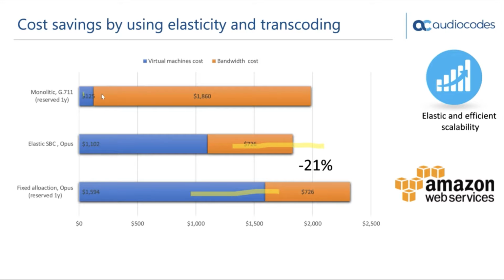But these compare with the monolithic model, where you've got G711, so significant bandwidth costs, but the costs of the infrastructure are smaller. So here you're paying quite a lot for the virtual machines, but you're saving a huge amount of money on the cost of the bandwidth essentially. So there are significant differences in the cost model. So there are lots of different ways of looking at this.